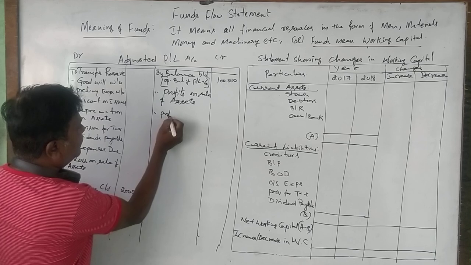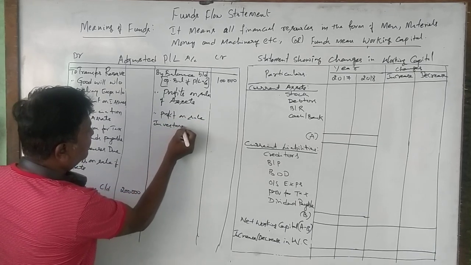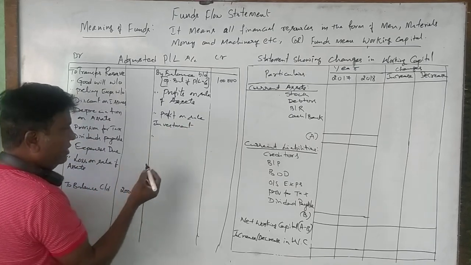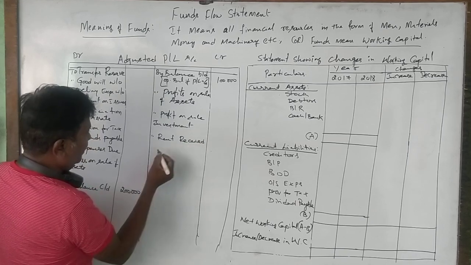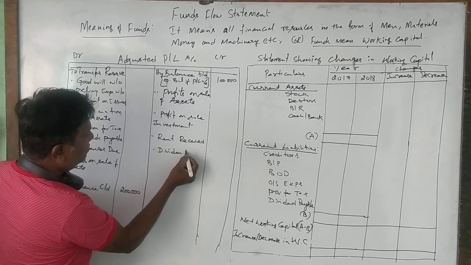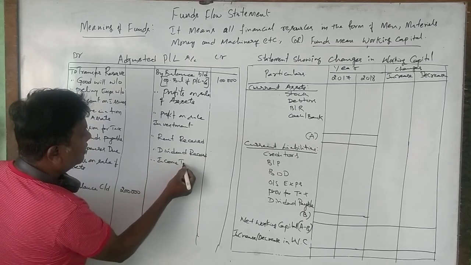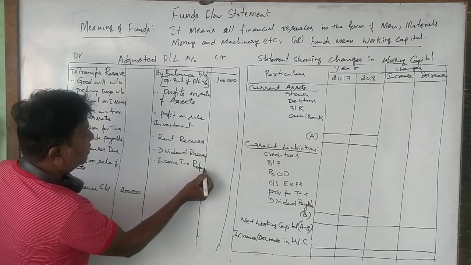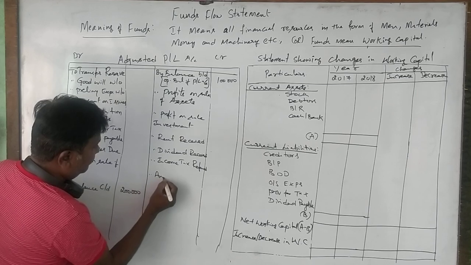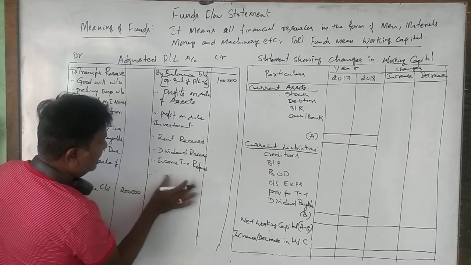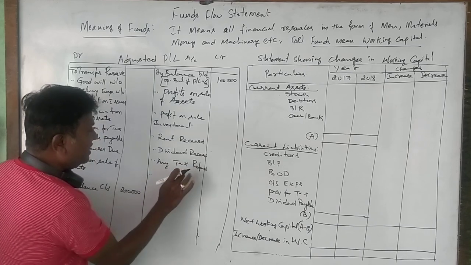Even profit on sale of investments. It may be rent received, dividend received, or income tax refund, or any tax refund is not an income for you. Any tax refund, I will write it here only. Any tax refund is not an income.